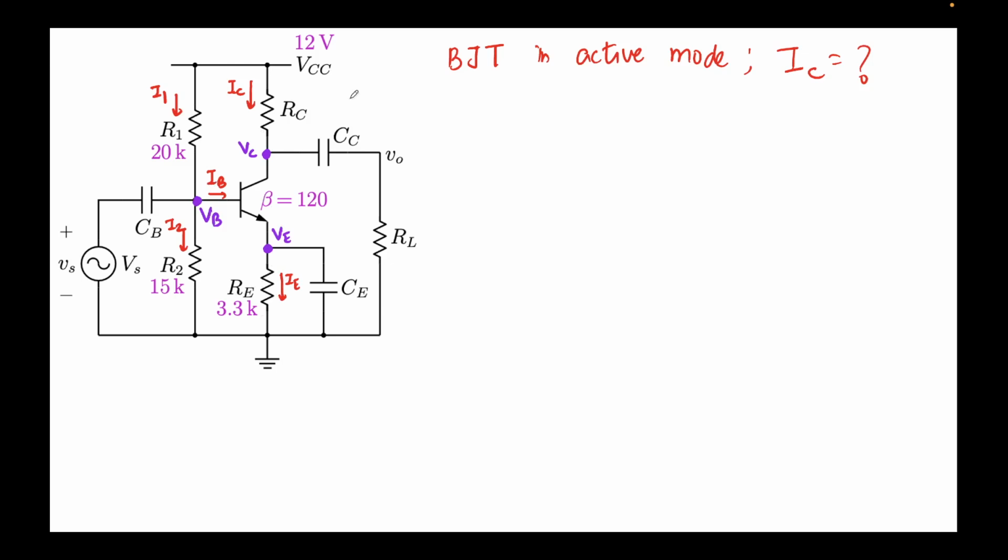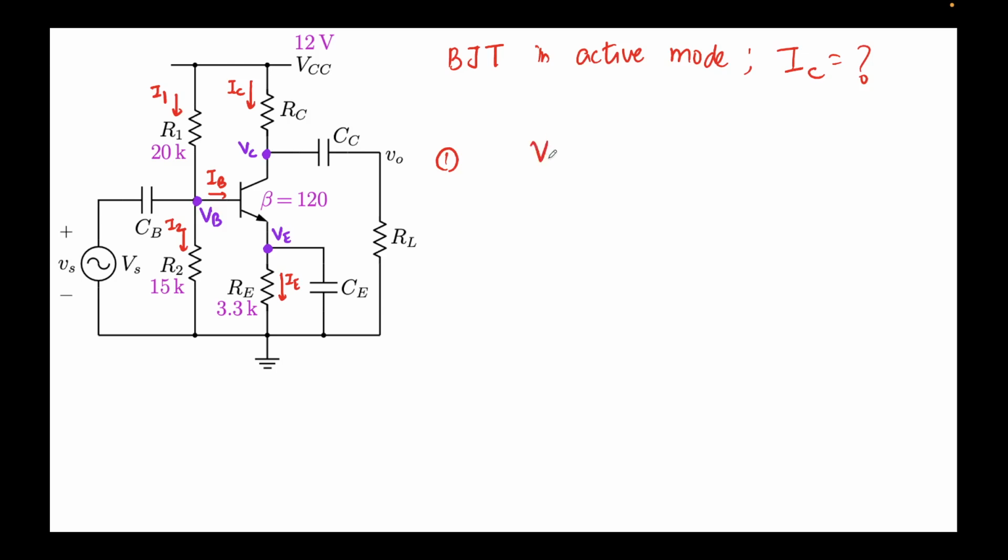So let's now go ahead and do this. If we talk about the DC analysis, as I told, I've already marked the node voltages. Now let's see how we should proceed with this. First of all, I'll see what the node voltage VE is. Let's try to evaluate the node voltage VE.